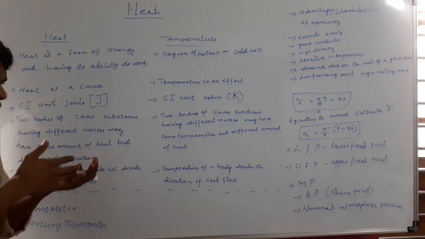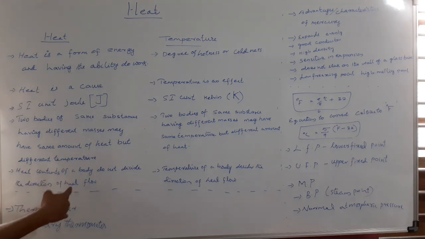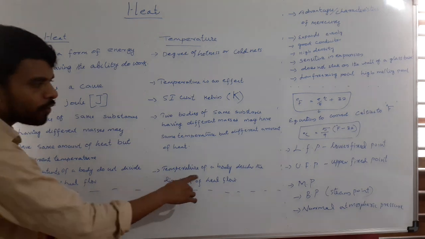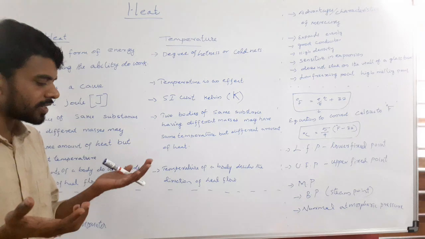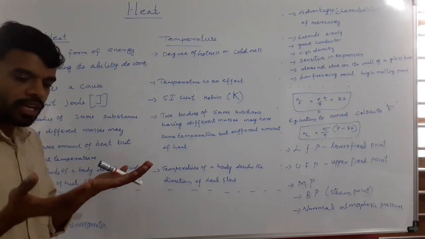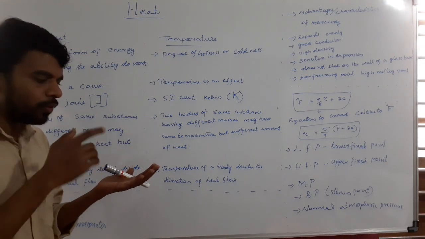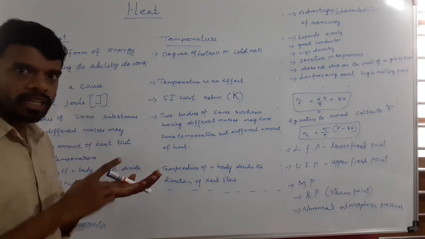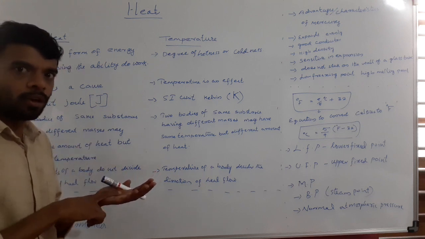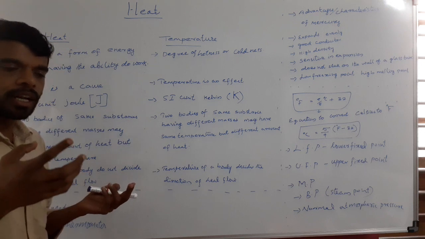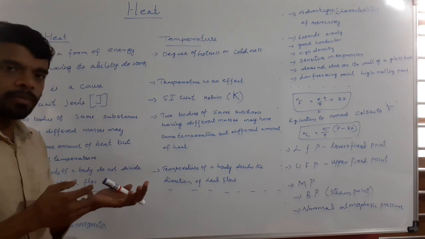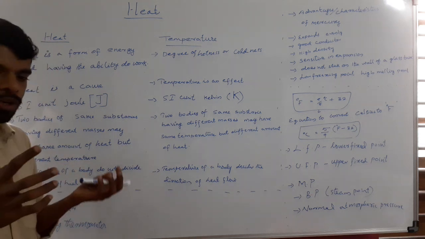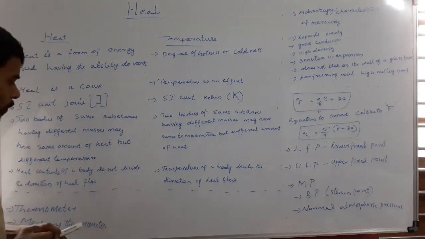So the amount of heat cannot predict the direction of flow of heat, but the temperature of the body decides the direction of flow. Since it is 50 degree Celsius and it is 49 degree Celsius, heat flows from 50 to 49, higher to lower. Heat always flows from higher to lower. Wherever the temperature is higher, from that body to the lower temperature body the heat flows. From hot body to cold body, the heat flows.